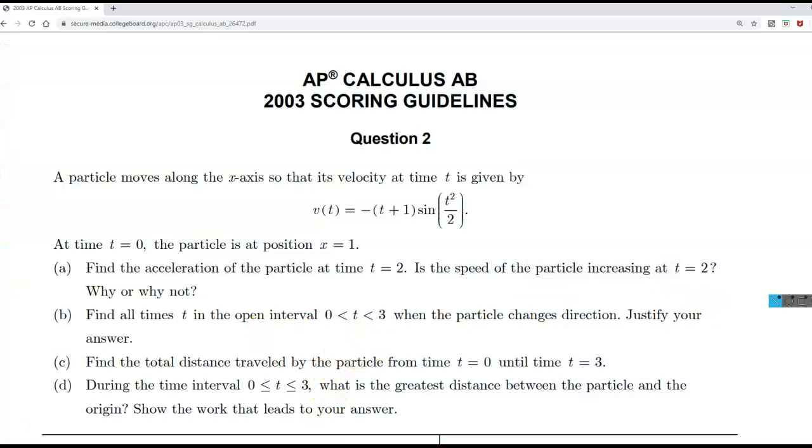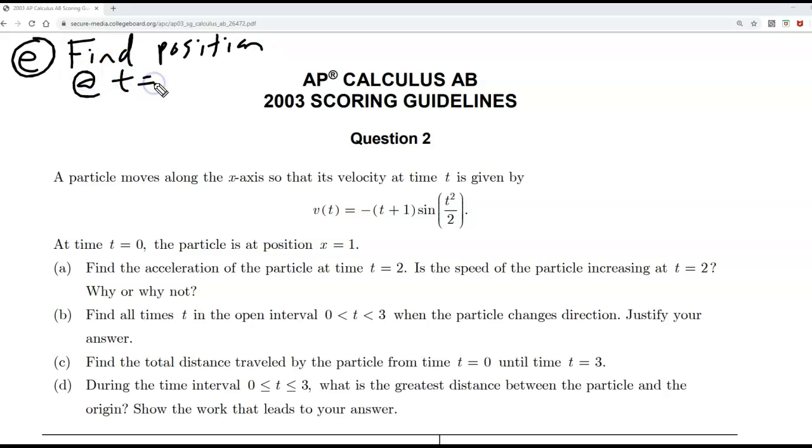Okay. Now I'm going to go ahead and add my own question here. I'll call it E. My question for this is going to be, find the position at t equals 3. Now I want to find the object's position at t equals 3. So for this particular problem, I'm going to let x of t represent position.